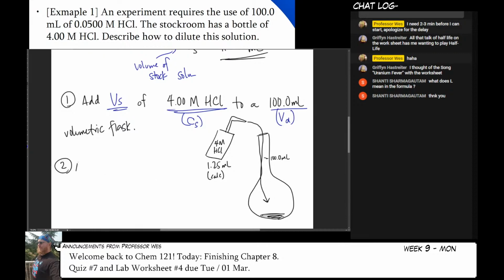Step 2 is we're going to add all the remainder of the volume as water to the fill mark. So we're going to add now H2O until we reach this line. My pen kind of goofed out there.